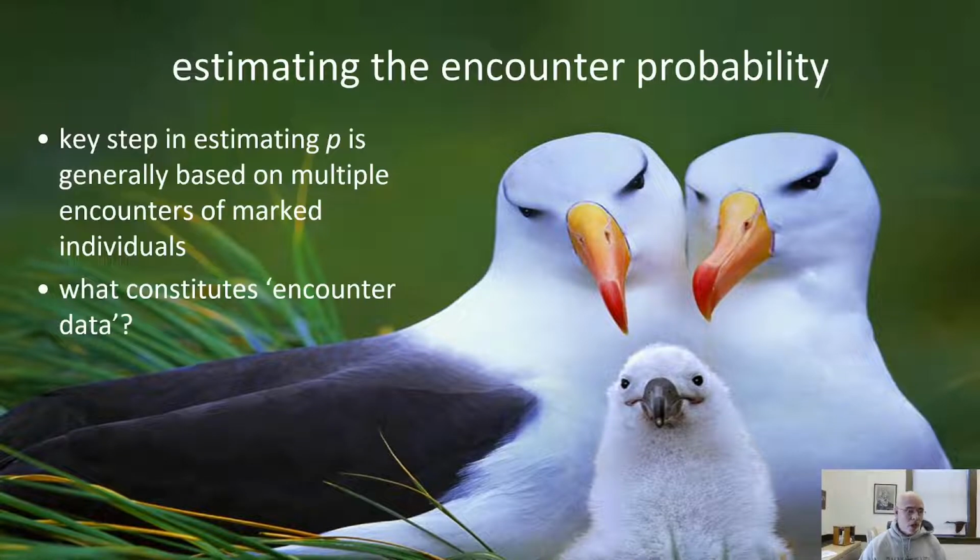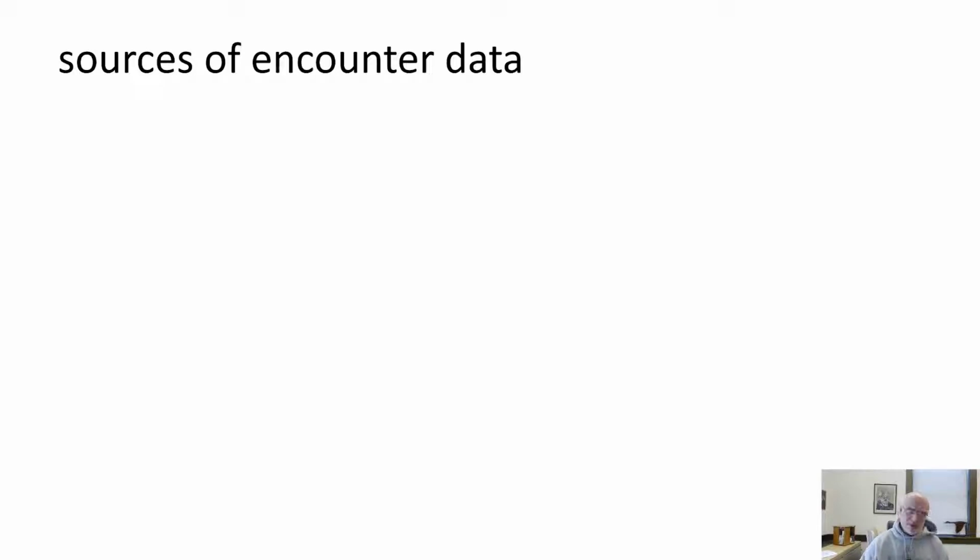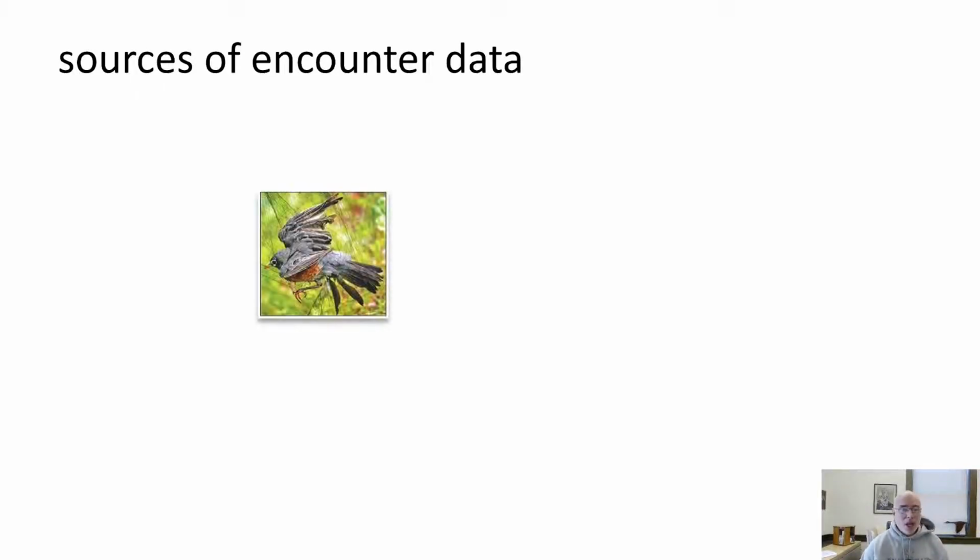So what constitutes encounter data? Well, there are lots and lots of different sources of encounter data, and this has evolved and expanded over the years. One of the traditional things was you simply physically recapture animals. So here we have a robin and a mist net. On the initial encounter, you put some kind of leg marker on it so that you can identify that individual in the future. And then, conditional upon it being alive and in the sample, you go back out and see if you catch it again. So if you catch it more than once, then it's multiple encounter data.